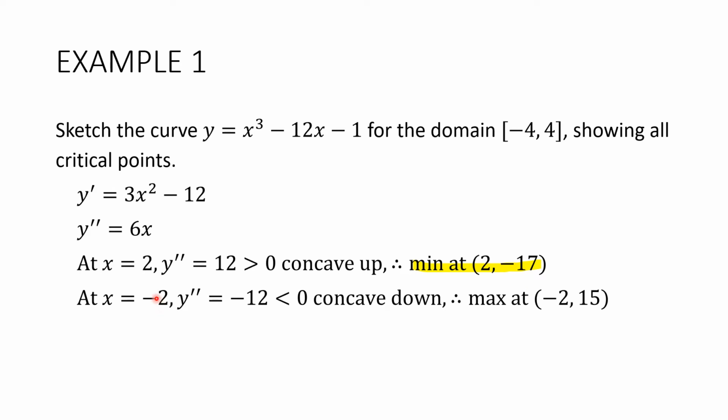At x is equal to negative 2, we substitute it in here. It's equal to negative 12. Make sure you give this value, otherwise you will lose a mark. Which is less than 0, it is concave down, therefore it's a maximum at negative 2, 15, and highlight that. Alright, so we have got a y-intercept, and we have a minimum and a maximum point.